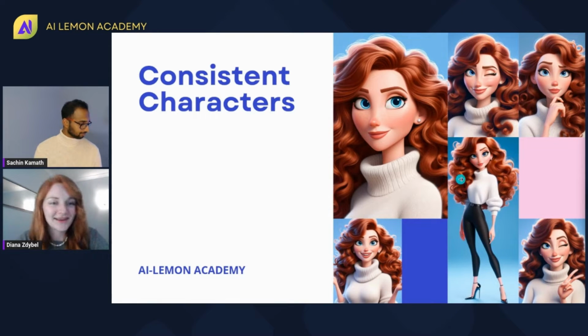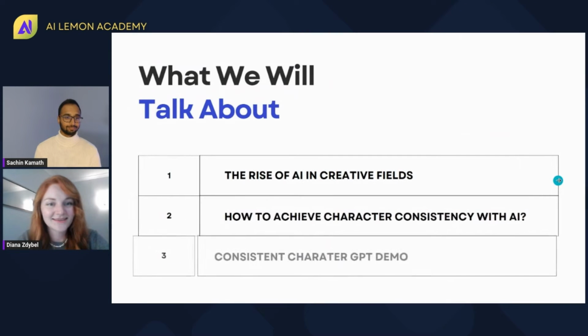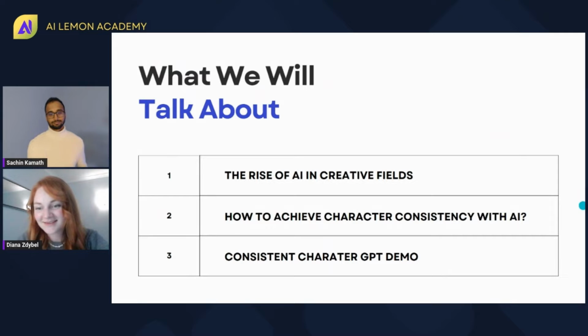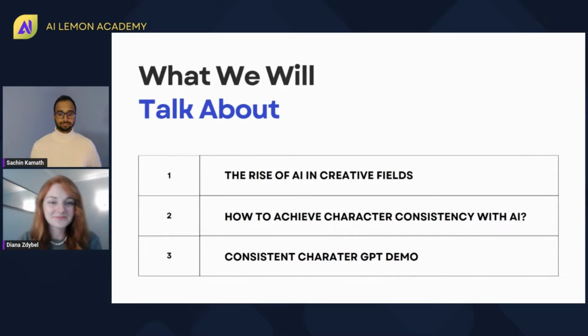And in ALM Academy, we are helping creatives to adapt in the AI age and innovate their creative workflow. Today we have our speakers, Sachin Kamath, and one more speaker, Petra, who will join us a little bit later. We will talk about consistent characters and how we can create consistent characters with GPT and with AI in general. If you have faced the challenge of creating consistent characters with AI, please let us know in the chat which kind of AI tool you were using and was it simple?